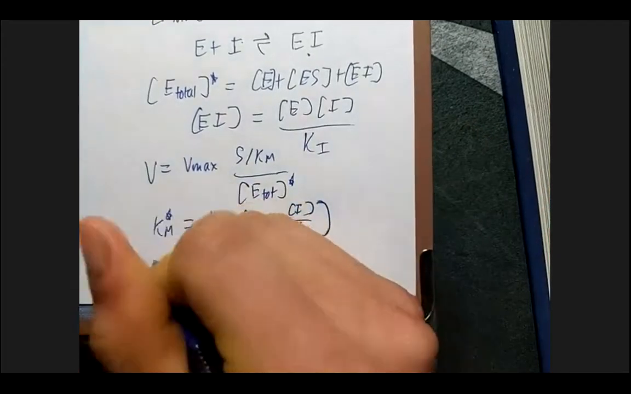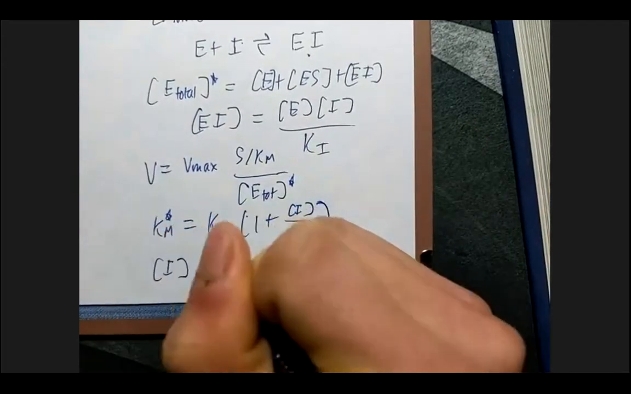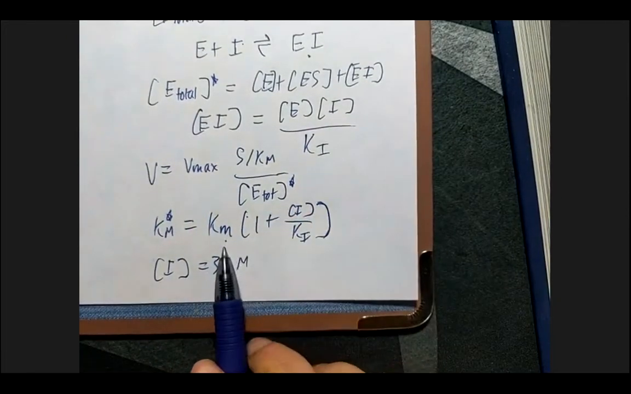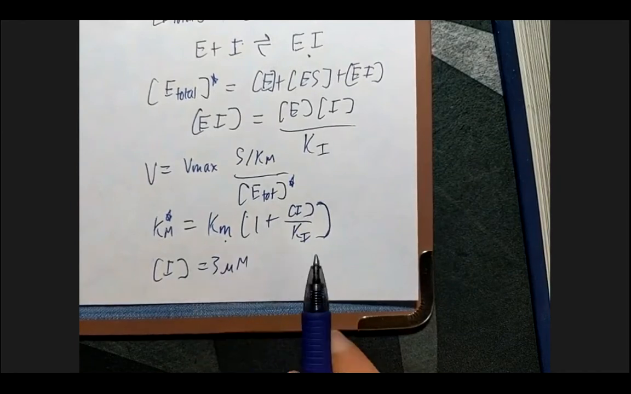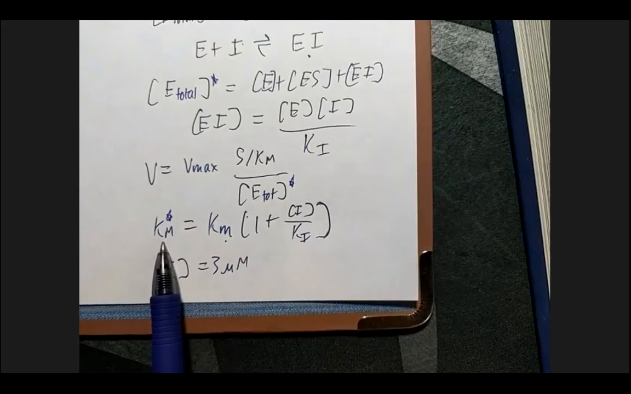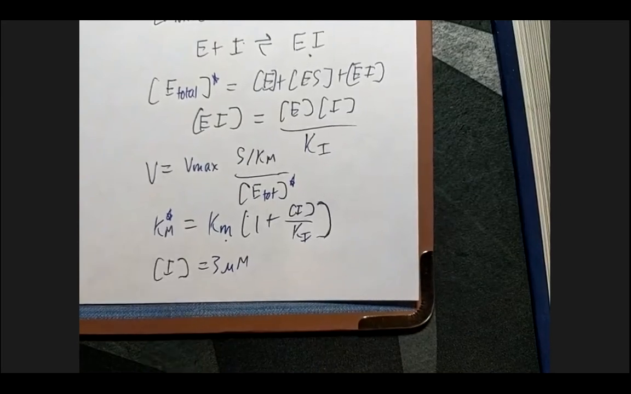And here I is equal to 3 micromolar, and you should have found this Km from the no drug condition in part A, and you will be solving for Ki. And this Km star is from the drug condition in part A. And that should be all for question 5.